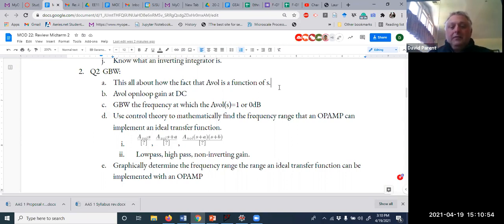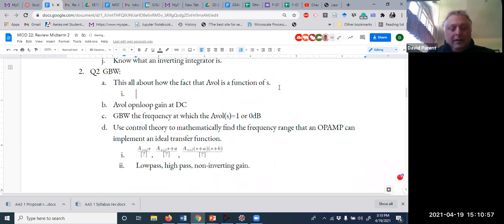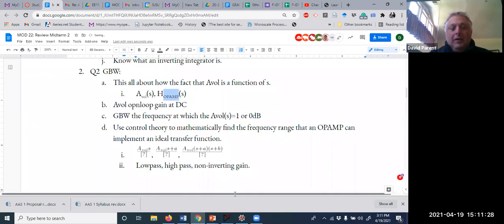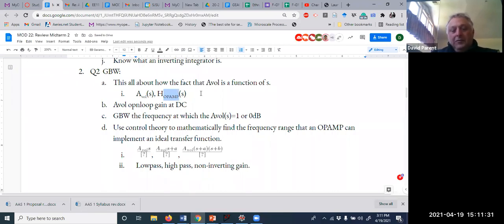Another way to write that is just this. Open loop gain is a function of frequency, but normally I'm giving it to you in terms of a transfer function of the op amp, H of S. That's the thing we normally use.